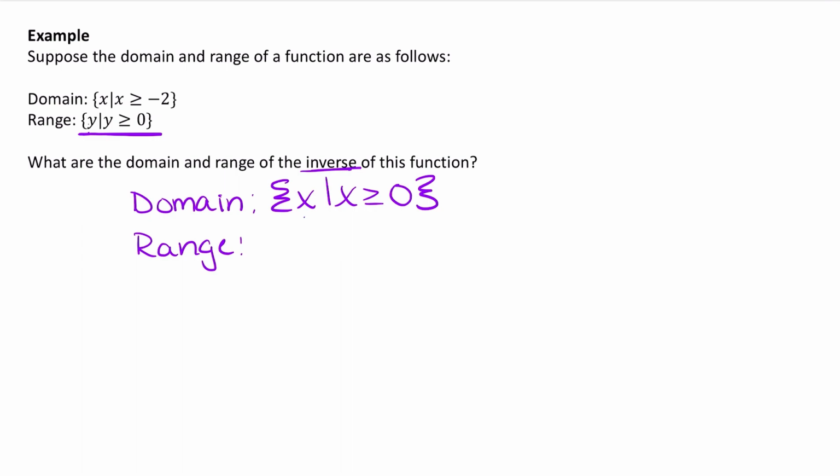Similar idea with the range, okay? I'm going to go to the domain of the original function and switch all my x's to y's. So this is going to become y such that y is greater than or equal to -2. Okay, so you can use the domain and range of the original function to figure out the domain and range of the inverse.